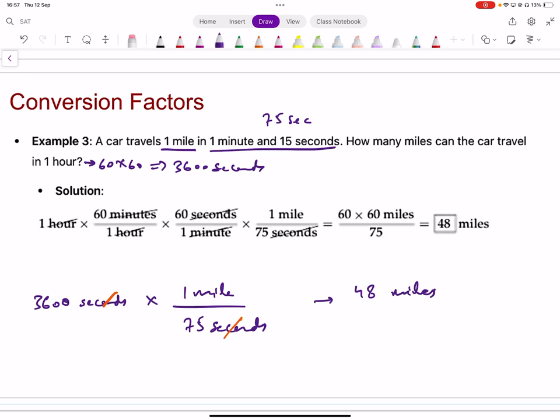So basically we have to make a chain and try to cancel out the units. The final result that you want is in miles, right? Miles नहीं cancel करना, उसके अलावा बाकी सब कुछ cancel out करना है. Right?